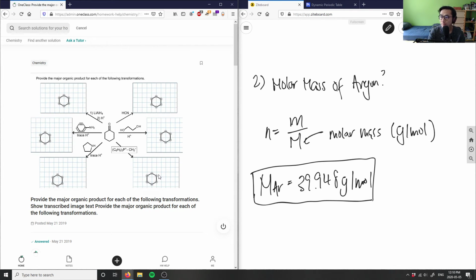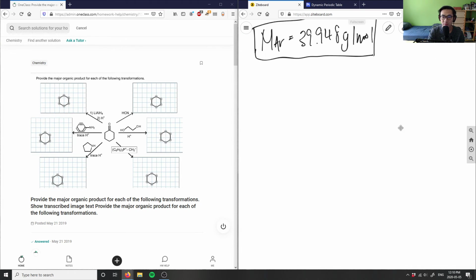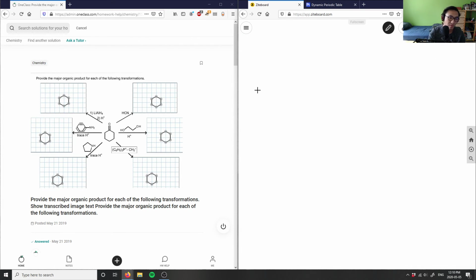All right, so it's asking us now, this is an organic chemistry question, so we're looking at number 3 here. It's asking, provide the major organic product for each of the following transformations. So we basically have one guy here, a cyclohexanone. So we have a ketone group, and now we're jumping into organic chemistry here. Again, we have questions from all over the place here, but first we have a cyclohexanone here.